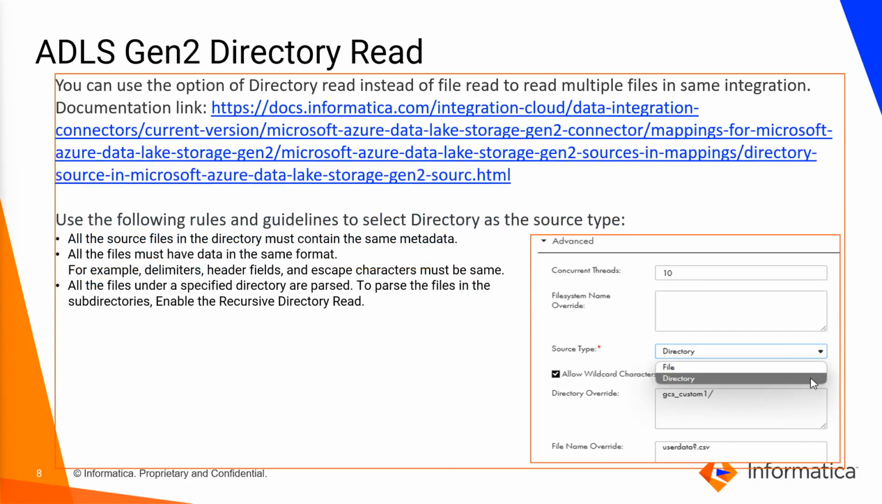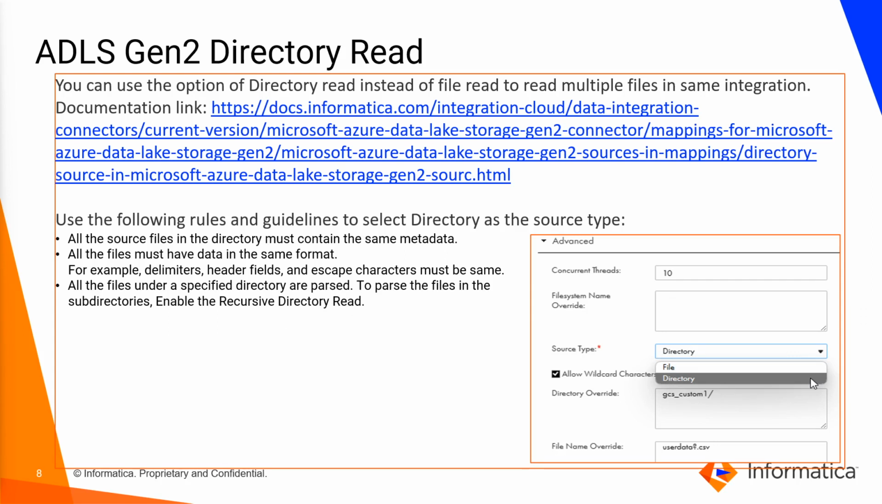Just like on the AWS side, we have the option to read the directory. On the ADLS Gen2 side also, we have the option to read the directory. The rules and guidelines are very similar. We can read the directory, and we can read all the files if we are reading based on directory. If we want to read the subdirectories, we have to check the option to read as a recursive directory read.